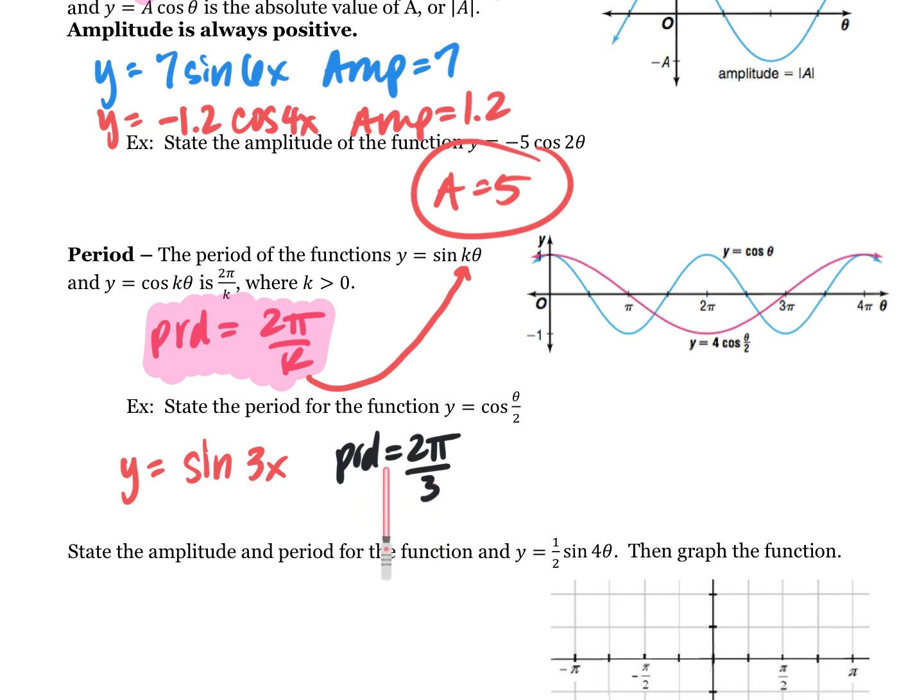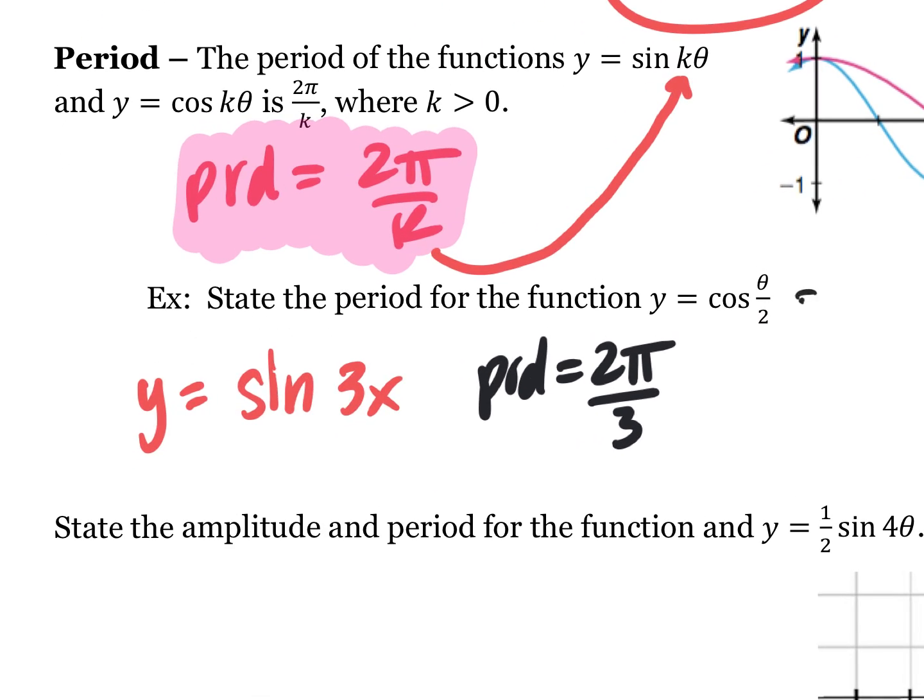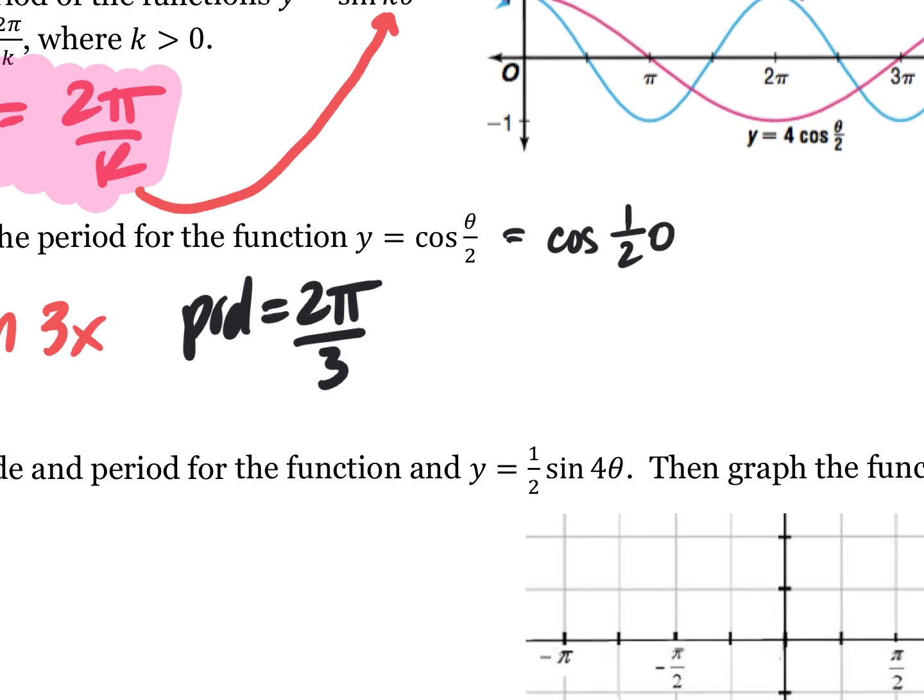I have us do this one because I think it's a little easier than this example right here. What's my k here? 1 what? Could I rewrite this as the cosine of 1/2 theta? Is that the same thing? Or is that the same thing as 0.5 theta? You know what I'm saying? Theta divided by 2 is the same as 1/2 theta. So what's my k in this case?